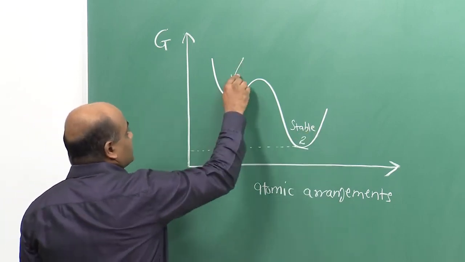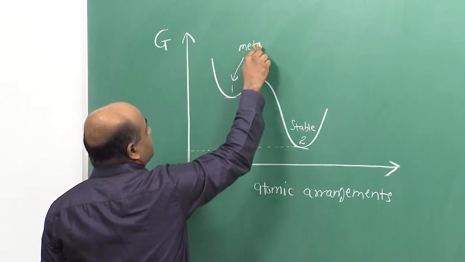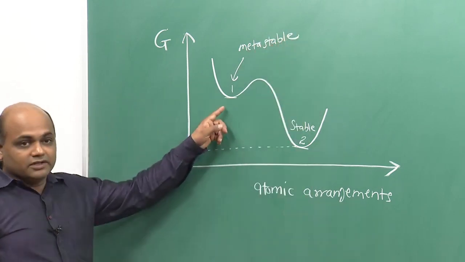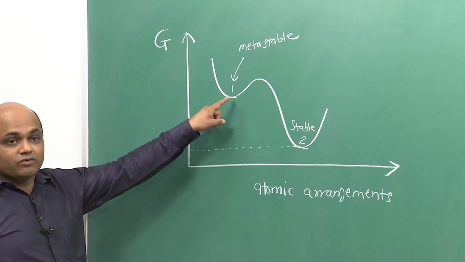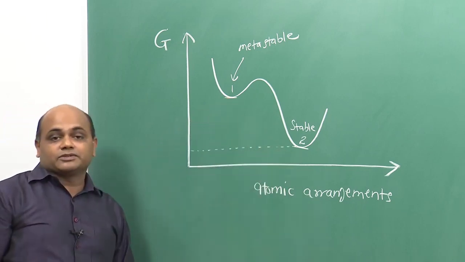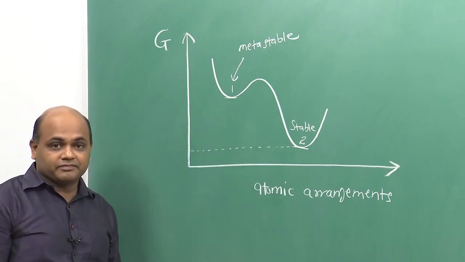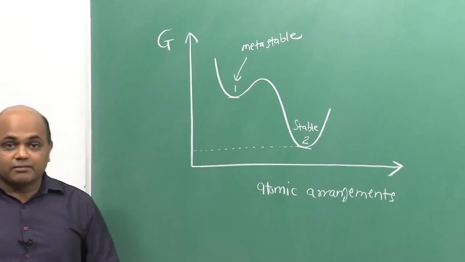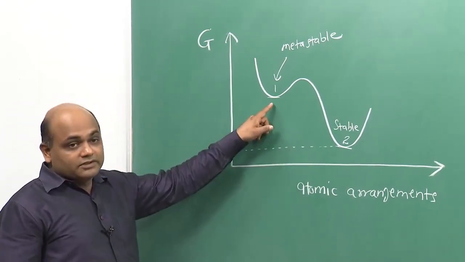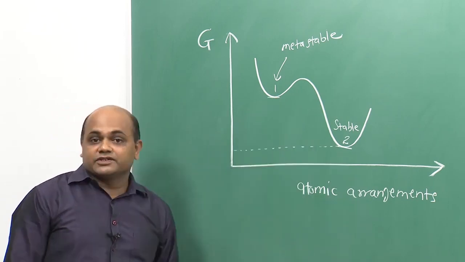State 1, which is characterized by the local minimum in Gibbs free energy, is referred to as the metastable state. So, if by any chance we retain the system in state 1, then thermodynamics says the system should move from state 1 to state 2 spontaneously. Spontaneously here means irreversibly. Remember, spontaneously does not say anything about the speed of the process, it does not mean fast or slow. It only says thermodynamics says this system should move from state 1 to state 2.